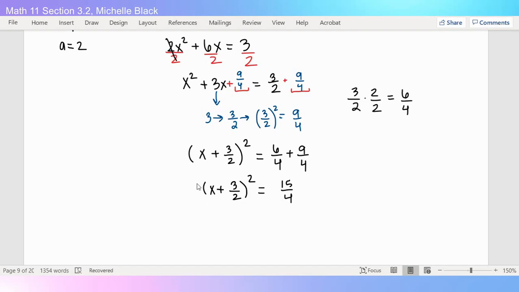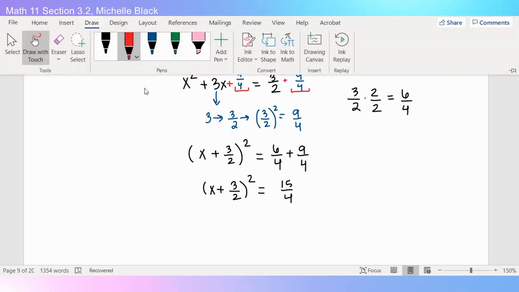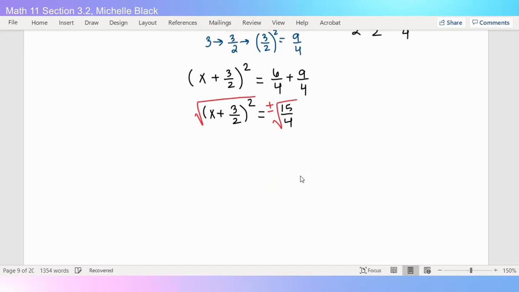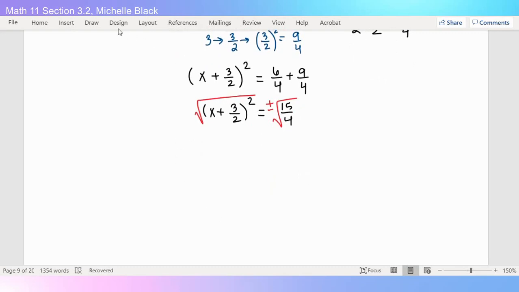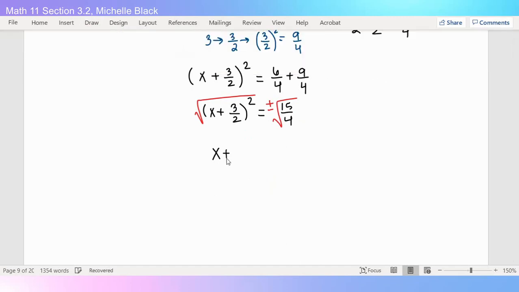Now hopefully you recognize this from the last video where I have one quantity that's squared by itself on the left-hand side and just a number on the other side. So I can utilize my square root property to take the square root of both sides. Now the square and the square root are going to cancel each other out on the left, leaving just what was inside the parentheses. And on the right, I'm going to be left with plus or minus the square root of 15 over 2.